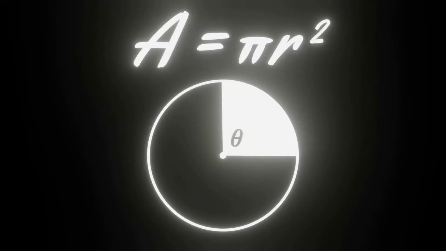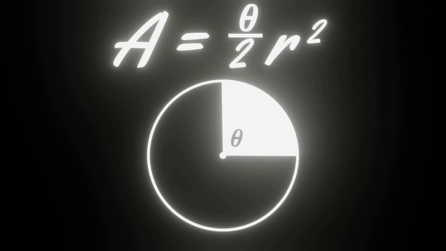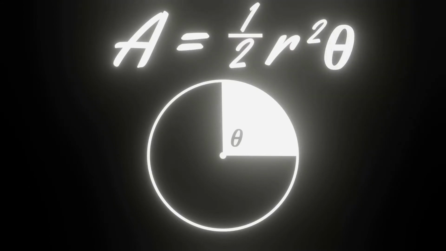To find the area of a sector, we need to account for the fraction of the circle that the sector encompasses, and we do that by multiplying the formula for circular area by theta over 2 pi, theta being the central angle for the sector, and 2 pi being the radians in a full circle. That leaves us with the formula A equals theta over 2 pi times pi r squared, and this can be simplified to A equals 1/2 r squared times theta.